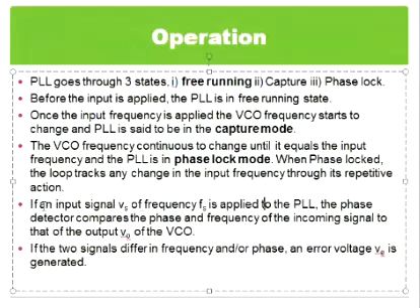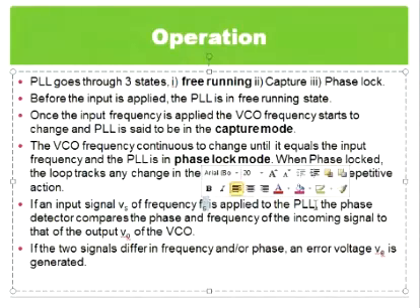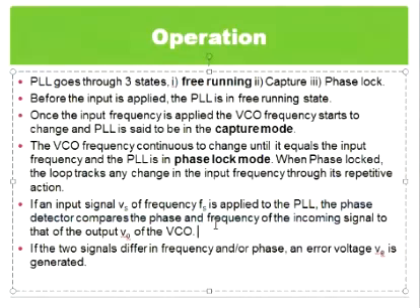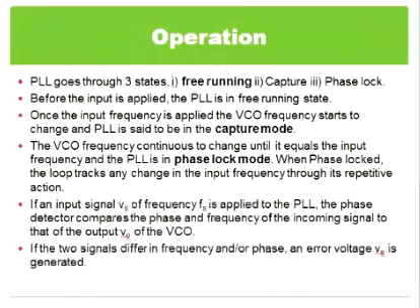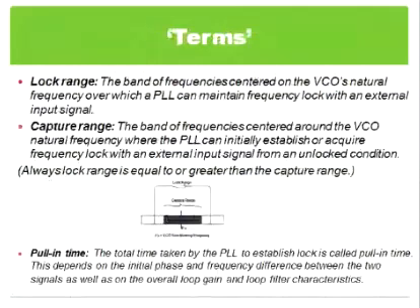The input signal Vs of frequency Fs is applied to the PLL. The phase detector compares the phase and frequency of the incoming signal with the output of the VCO. If the two signals differ in frequency, an error voltage is generated. That error voltage is processed through a low pass filter, and the output of the low pass filter is connected to a VCO, which gives a frequency proportional to the error voltage, and the output will again be compared.